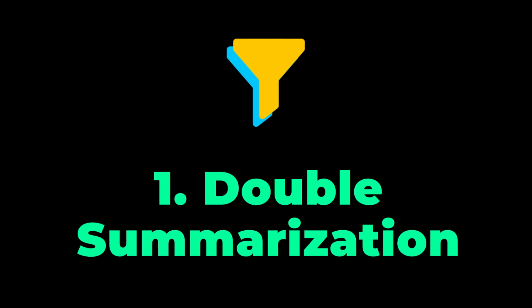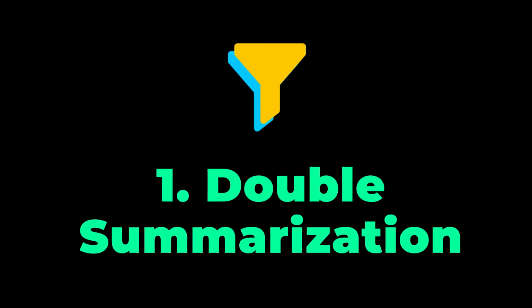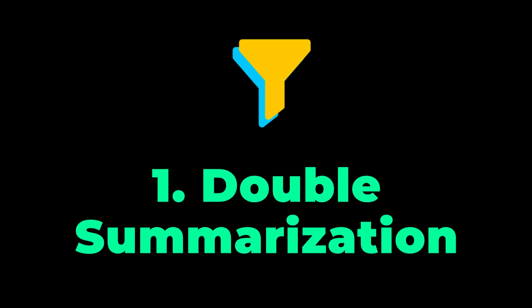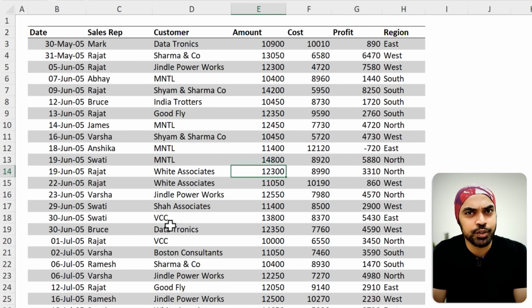Alright, my first trick is how do you do double summarization on a pivot table in Excel? A lot of times you would have the need on creating a pivot table on top of a pivot table. If you haven't done that, this example will make it clear. And how do you solve such problems in a pivot table?